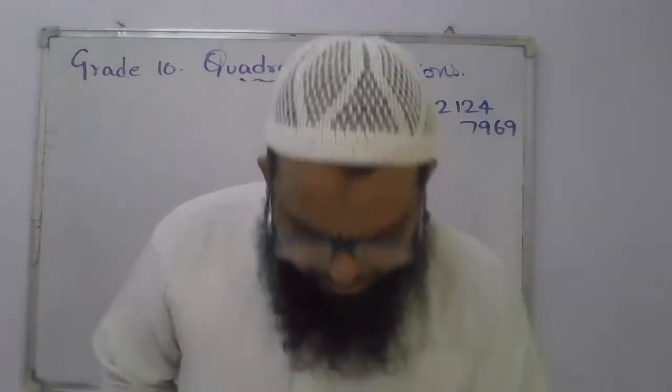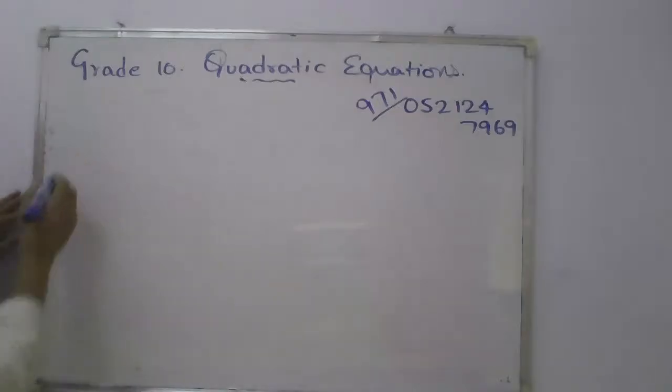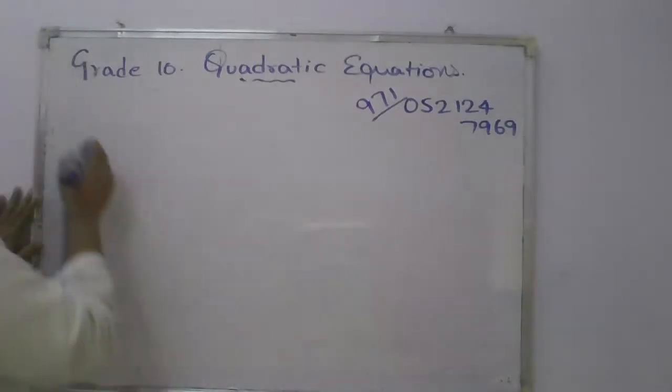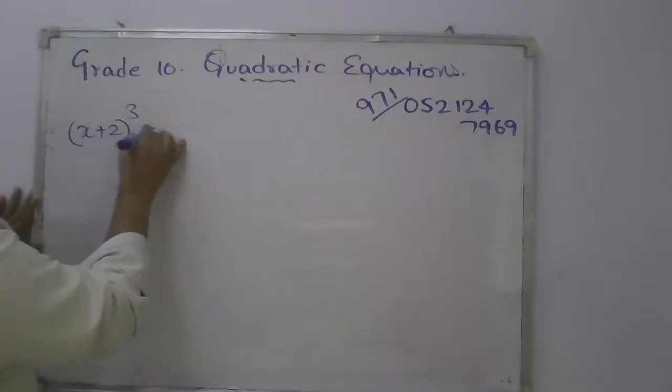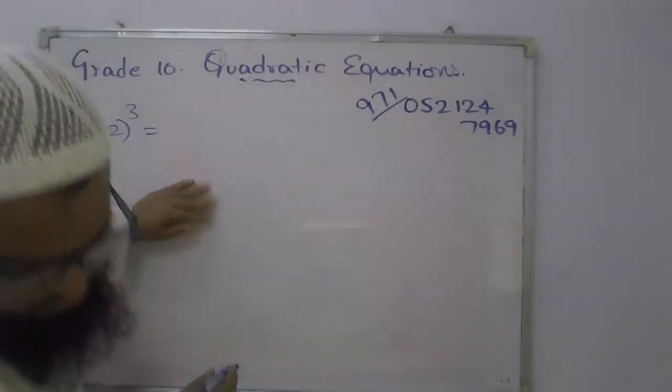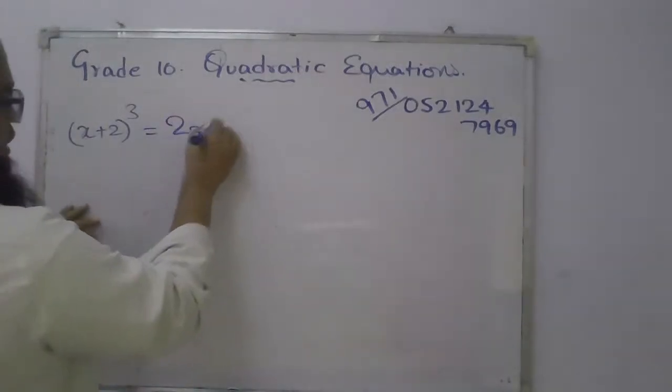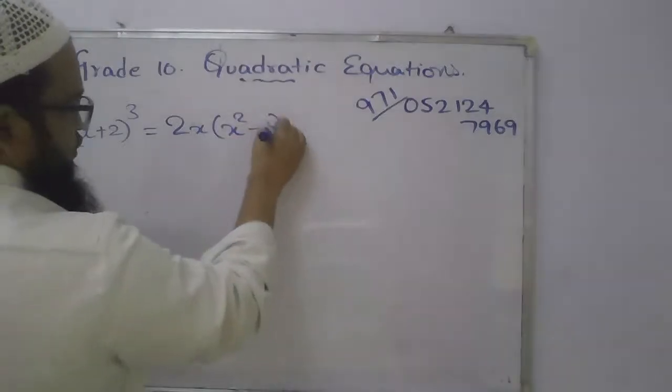Now let us see the seventh one. What is it? x plus 2 whole cube equals 2x times x square minus 1.